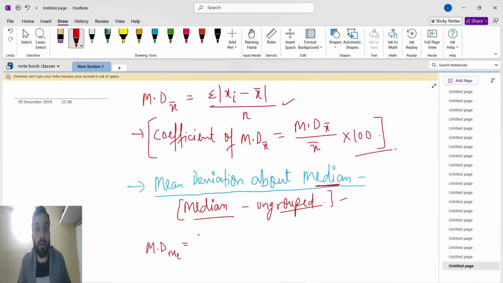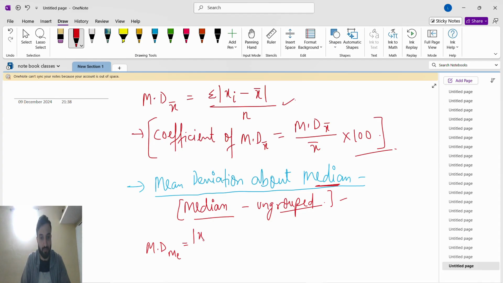See, for finding the mean deviation about mean, what were we doing? We were doing first observation minus mean plus second observation minus mean plus third observation minus mean plus fourth observation minus mean, right? And every time we have a mod, so negative values will be converted into positive.